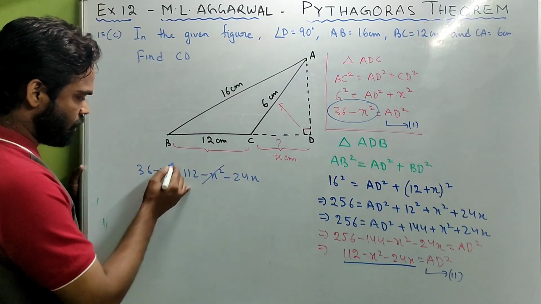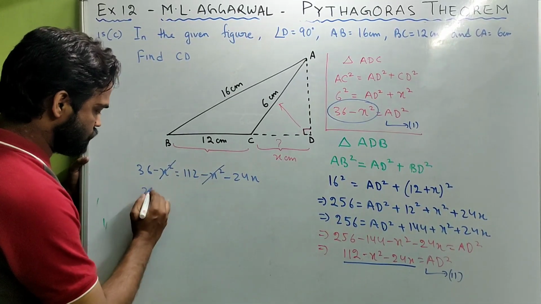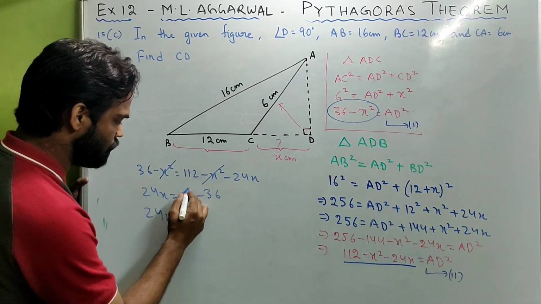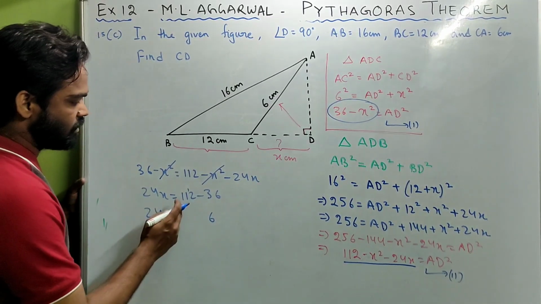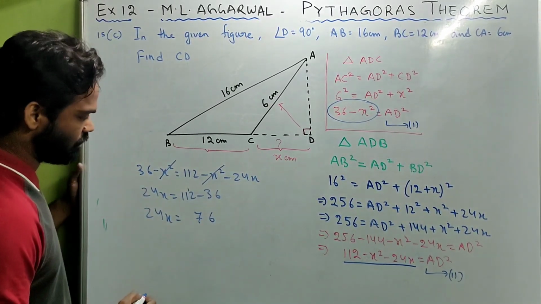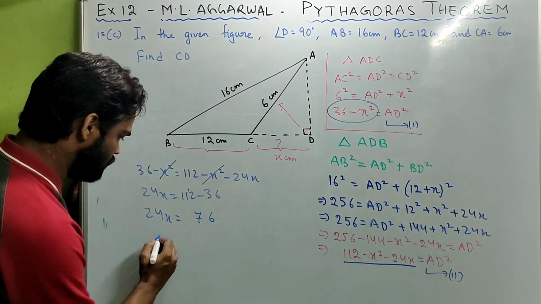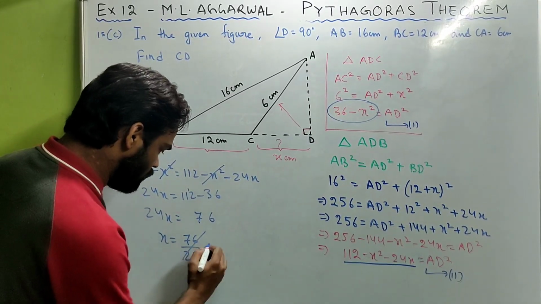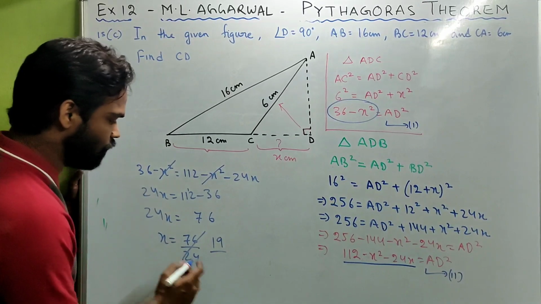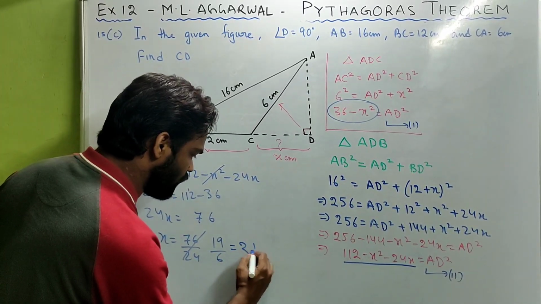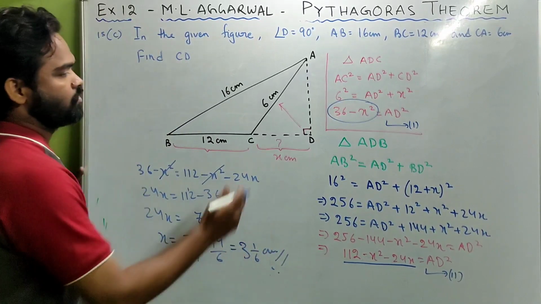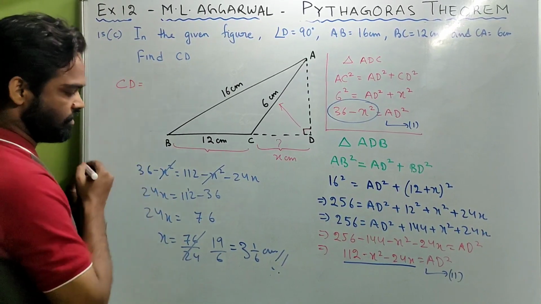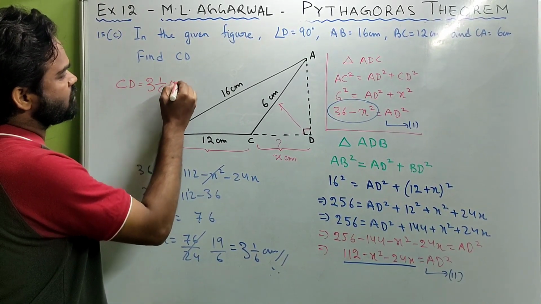Isn't it? X square cancels out. So this becomes 24X equals 112 minus 36. So 24X equals 76. Am I correct? Yeah. So X is what? 76 by 24. This cancels with 4. So that's 19 by 6 centimeter. So what is CD? Your length CD will be 19 by 6 centimeter.